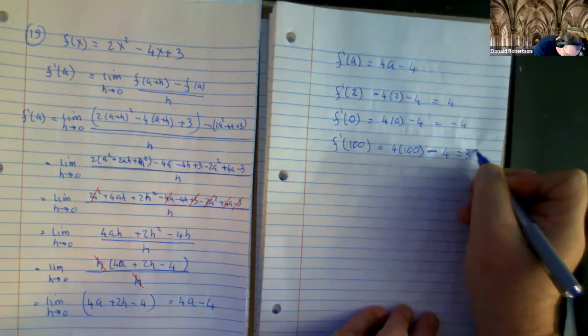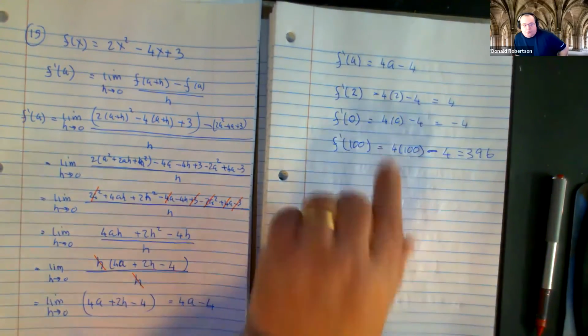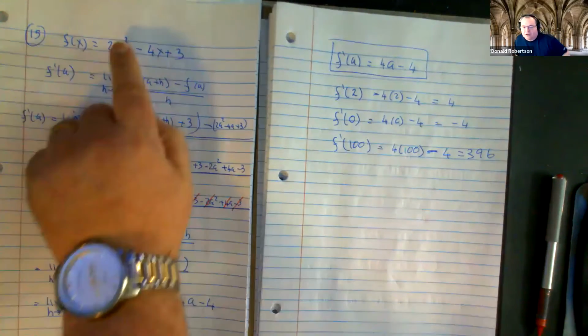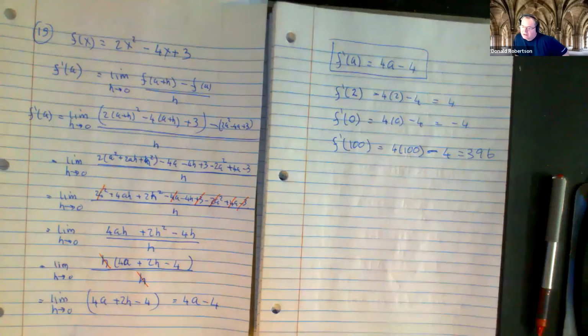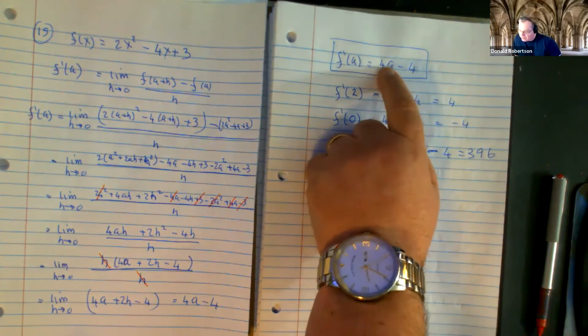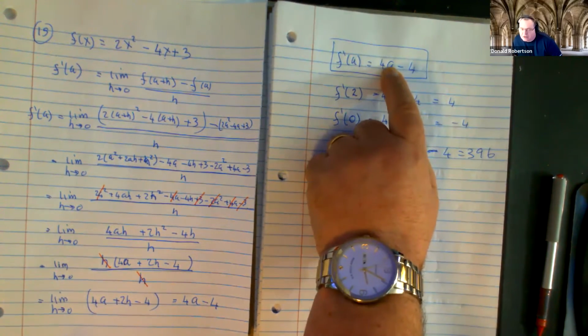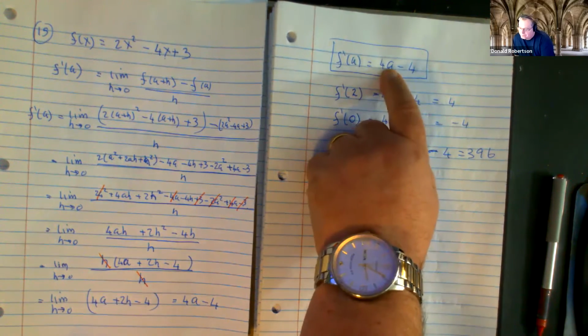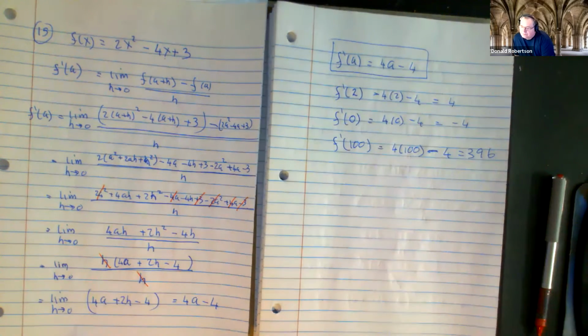Once you've got this, can't you find the slope of the tangent line to this quadratic at any place you like without having to do any extra work? Don't you just use this formula? 4 times whatever a is, right? The x coordinate is a. 4 times whatever the x coordinate is, take away 4. Is that helpful? I think so.